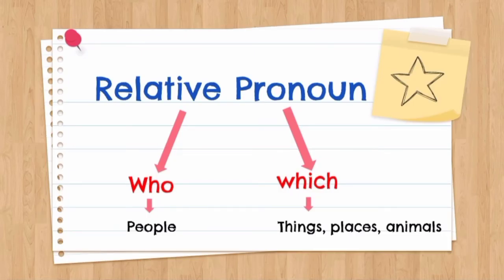As you know that we are going to talk about relative pronoun, and there are two relative pronouns. The first one is which, and the second is who. And for today's topic, we are going to focus on which. And for the relative pronoun who, we are going to learn it tomorrow. And who is used for people, but which is used for things, places, and animals.